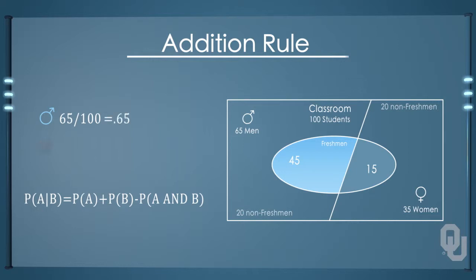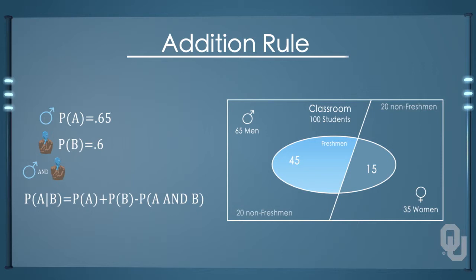And the probability of getting a freshman is 45 plus 15 divided by 100, equal to 0.6 in this example. A in the formula is the number of males, 65, and B in the formula is the number of freshmen, 60. The problem for accurate counting is that some of the freshmen will be counted twice, the ones who are both male and freshmen. We need to subtract these to get our answer.